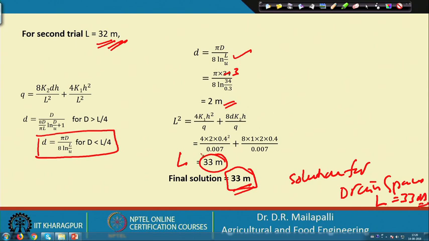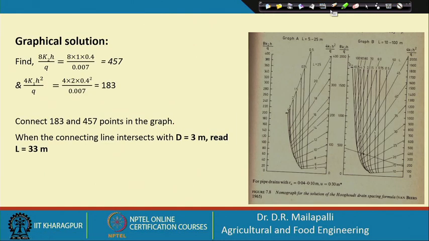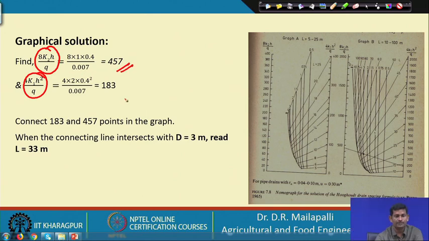The same problem can be solved using the graphs. That is called the graphical solution. We can also see the graphical solution here. How is this different from the analytical solution? Here, first you have to find 8 k2 h by q and 4 k1 h square by q. If you substitute the values, one is 457 and the other 183. Okay. Either you use this graph or this graph.